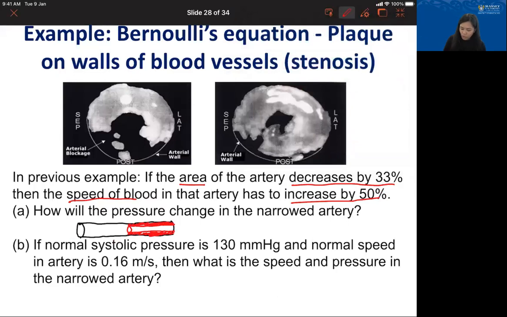Okay, so we've seen earlier that, say this is V1. And we've seen earlier that at the narrower end of the artery, the speed increases by 50%. So V2 will be 1.5 times V1. That's what we've seen earlier in the previous example, right? So the speed increased. Okay, what will happen to the pressure? Will the pressure increase or will the pressure decrease?